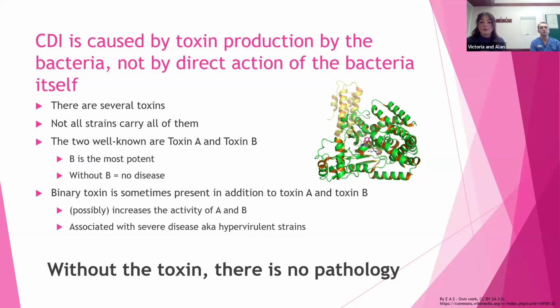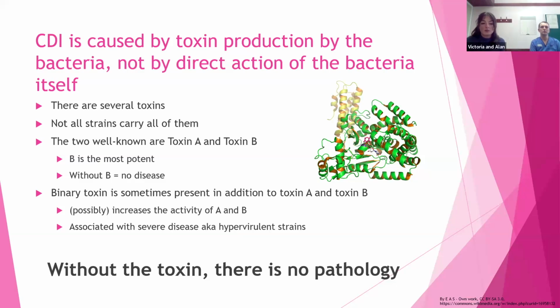And this is because CDI is caused by toxin production and not by direct action of the bacteria itself. So the bacteria is not an invasive pathogen, but the toxin acts on the cells to cause the symptoms. There are several different toxins carried by C. diff bugs. Not all strains are as potent as others. There are two particularly well-known ones, which are toxin A and toxin B. And of these two, toxin B is the most important. Without B, generally, you don't have disease.